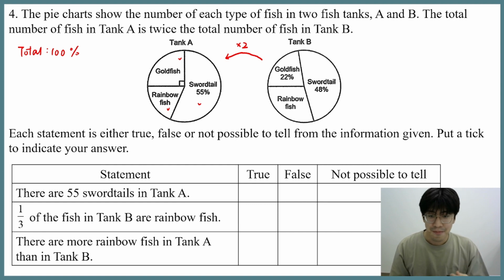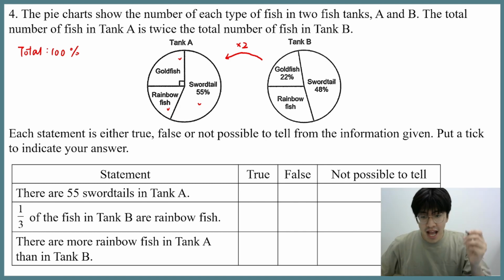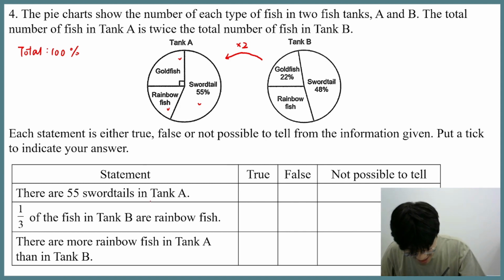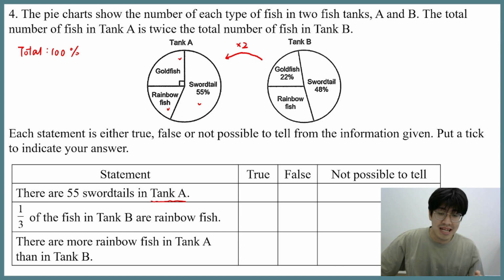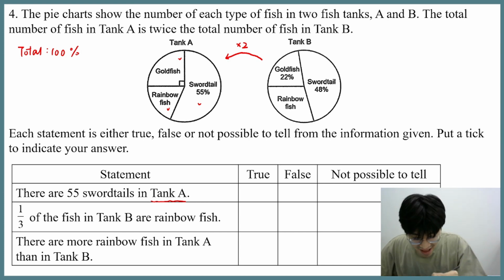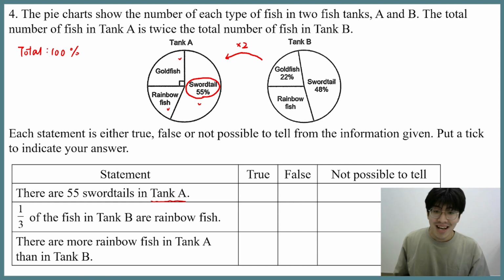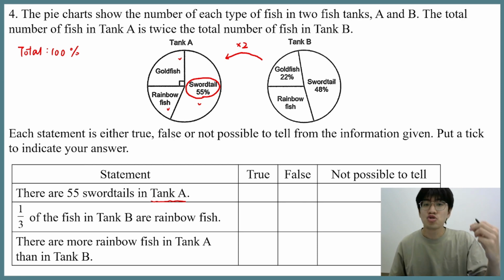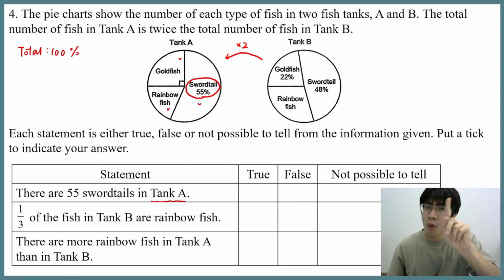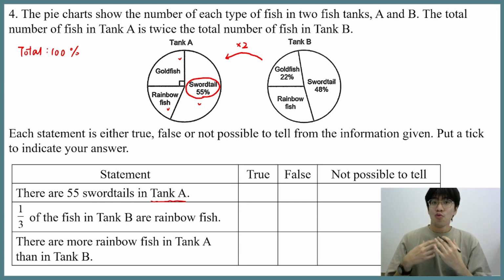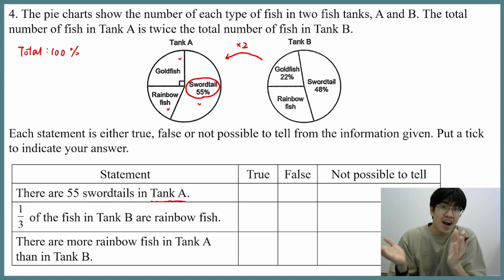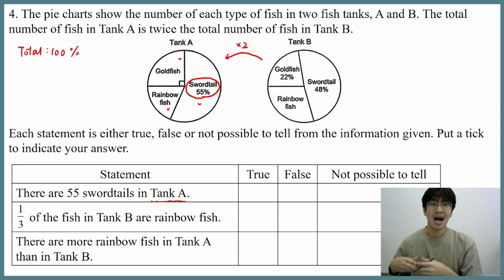So let's proceed. Let's look at the first question. There are 55 swordtails in tank A. So let us look at tank A. And in tank A, here is the swordtail. And we see, oh, it is 55%. But does that mean that there are 55 swordtails? No. Because we only know 55% of the total are swordtail.